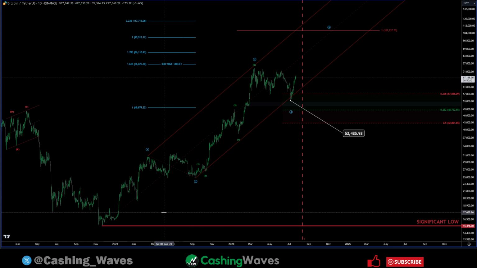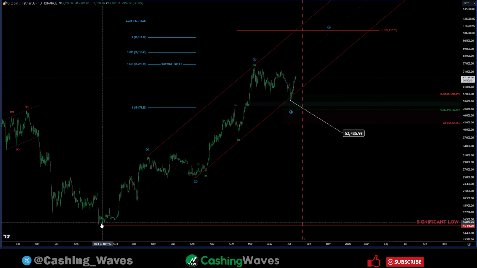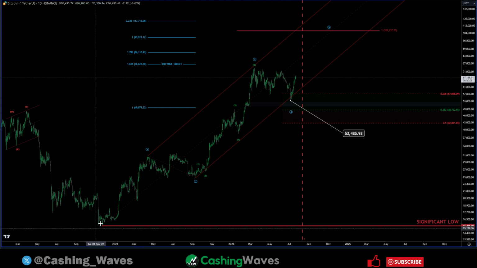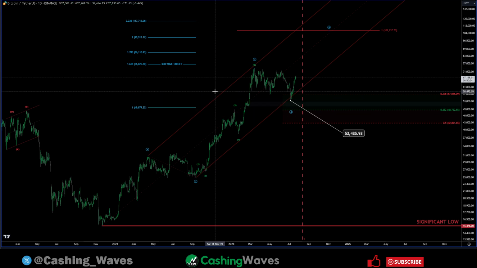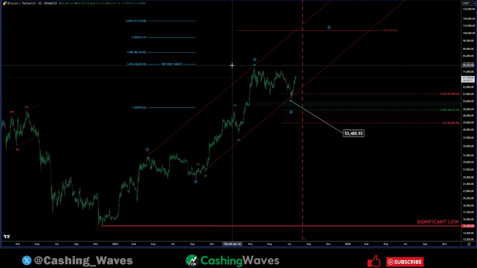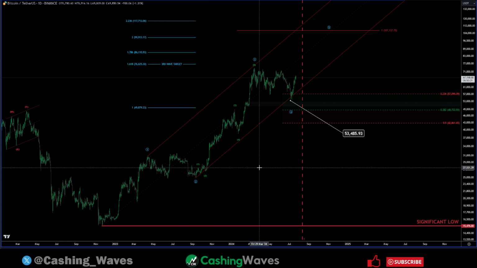Now wave 3 as an extension did not reach target. How we target our third wave is wave 1 off of wave 2. We look for the 1.618 extension, which was at 76,625. We came up shy of that, but we did have our 5-wave move.